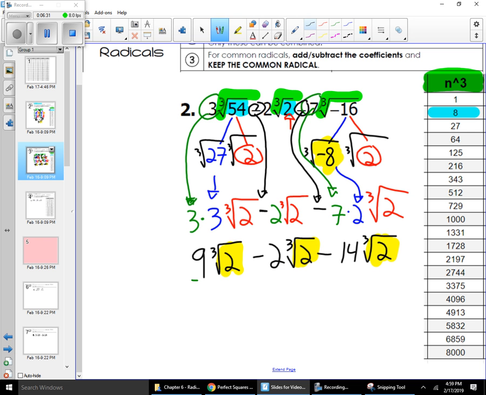So we can go back to just looking at the coefficients. 9, minus 2, minus 14. So if we have 9 and we take away 2, that gives us 7. And then if we have 7 and we take away 14, that's going to be a negative 7. You could use a calculator there if your mental math is not as strong as you would like it to be. But again, the way I got that negative 7 is 9, minus 2, minus 14, just looking at the coefficients there.